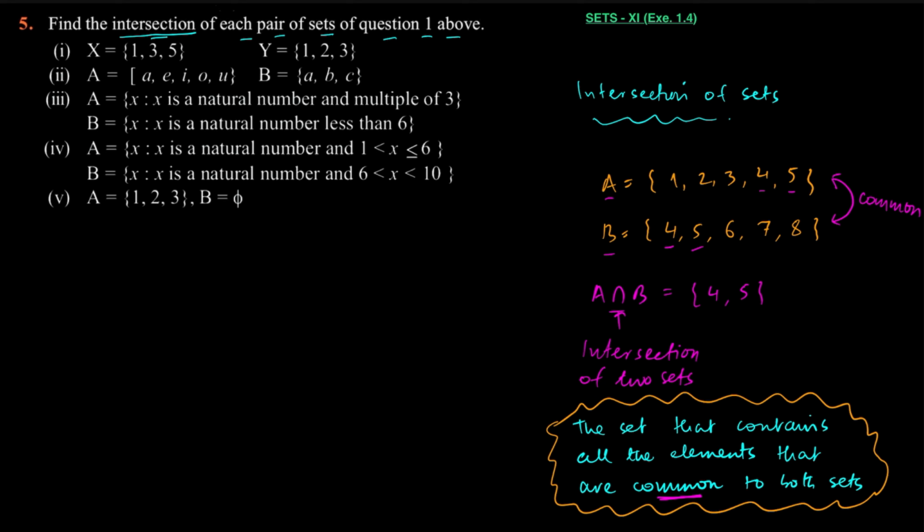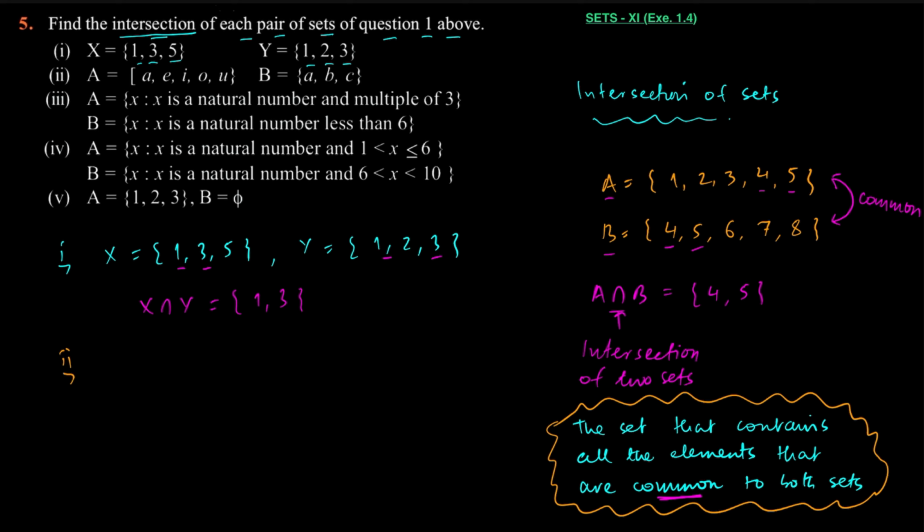Here we have to find the intersection of these given pair of sets. So part number first, here we are having a set X with elements 1, 3 and 5 and another set Y with elements 1, 2 and 3. So we have set X having elements as 1, 3 and 5, and we have set Y having elements as 1, 2 and 3. Remember, we'll have to take only common elements, so X intersection Y will be. So here one can observe that 1 is common to both the sets and 3 as well is common to both the sets. So X intersection Y will be having elements as 1 and 3.